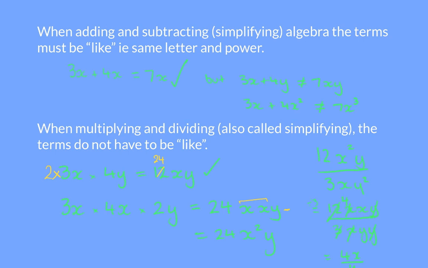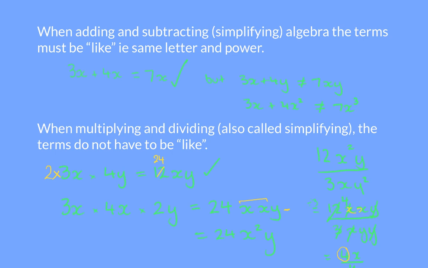Now here's a dividing one, which everyone got a little bit confused about. We've got 12x squared y divided by 3xy squared. Okay, so we have the numbers first, 12 divided by 3, which is 4. And the letters, x squared on the top and x on the bottom. Now, if you want to, you can write these out.